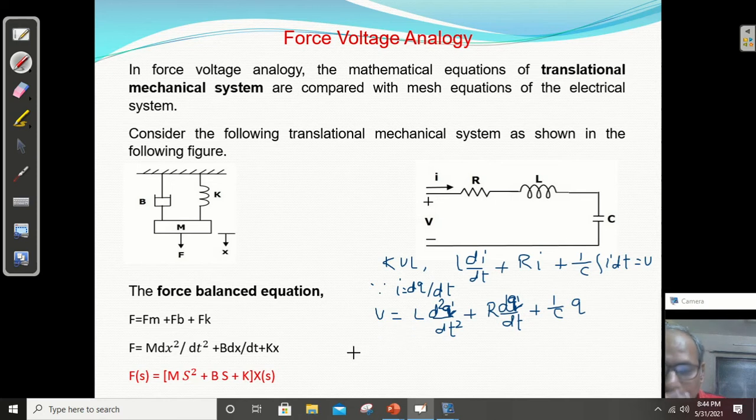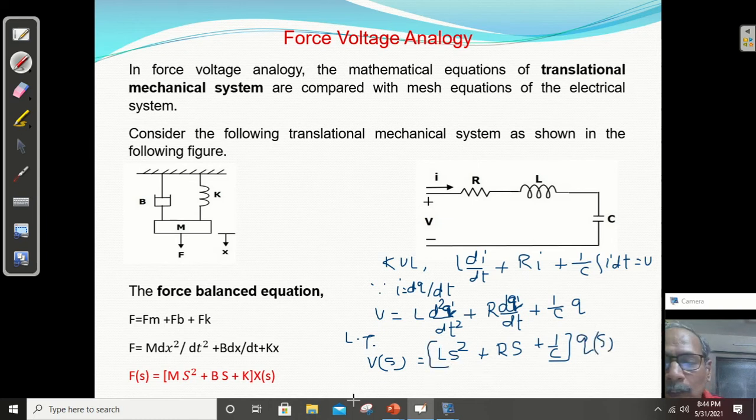If you take the Laplace transform, we will get V of s equals L s square plus R s plus 1 by C, times Q of s. Let us say this is equation number 1 and this is equation number 2. So we can compare them. That is the analogy we can say.